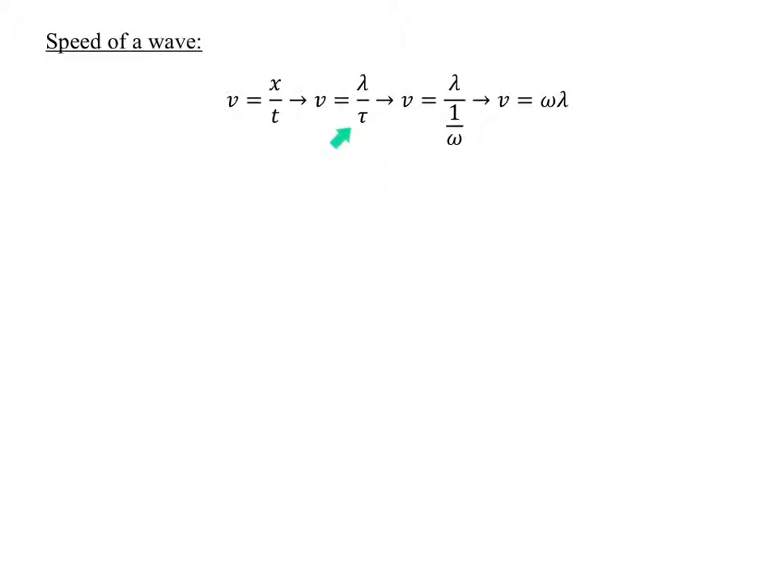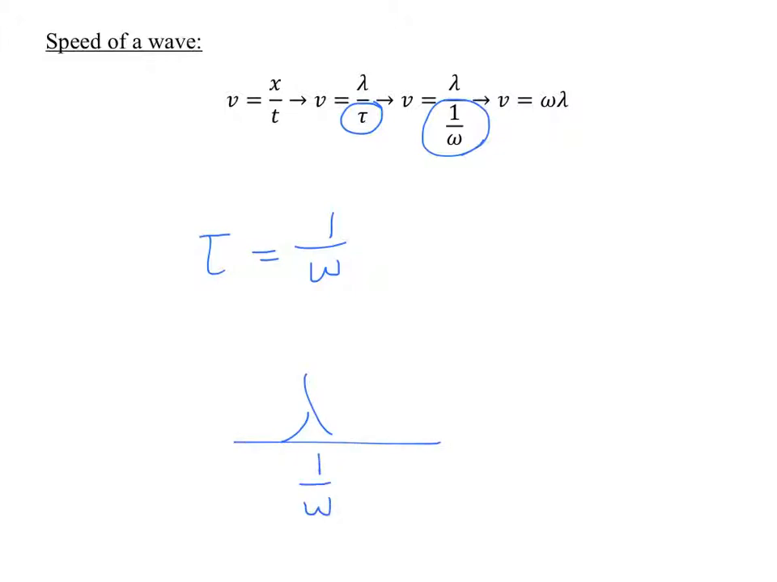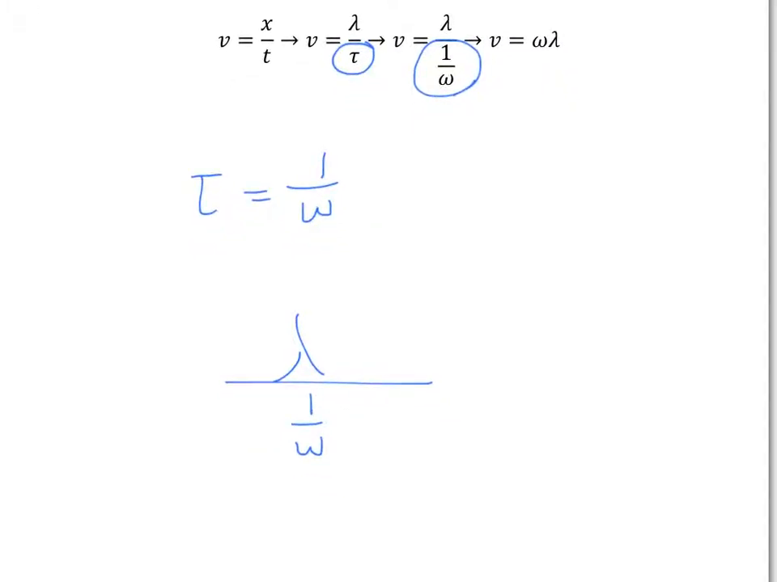Now, by definition, if you recall from class, period is defined as 1 over frequency, 1 over omega. This was from sections 12.1 and 12.2. So we replace tau with 1 over omega. So we get wavelength over 1 over omega. When you divide by a fraction, what are you really doing? By the?